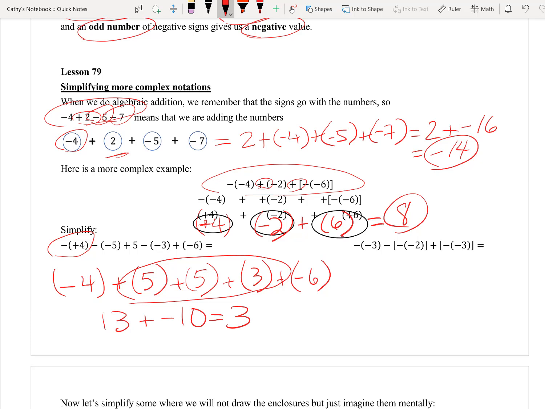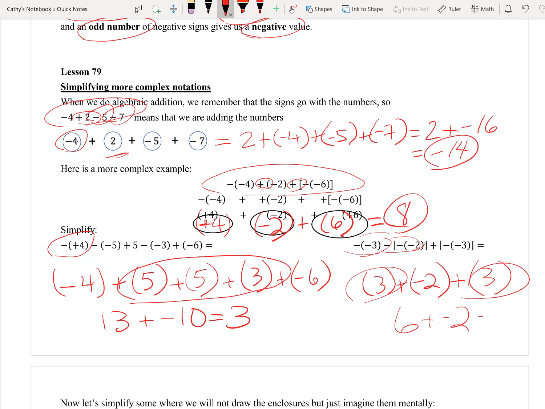All right, the next one over here, you can look at this first thing. You've got this 3 that has 2 negative signs in front of it. That's an even number of negative signs, so it is positive. Then you have a 2 that has 3 negative signs in front of it, so that's odd, which means that's going to be a negative 2. And then last of all, you have this 3, which has a positive, 2 negatives. 2 negative signs make, that's even, so it makes it a positive 3. So now you can add your positives, that's 6, and then add your negative. So 6 plus negative 2, or 6 minus 2, is 4.